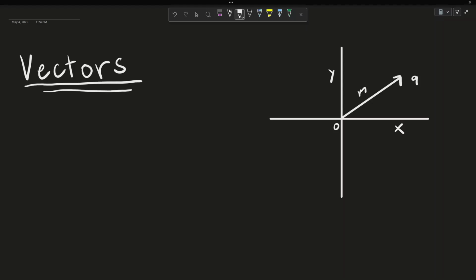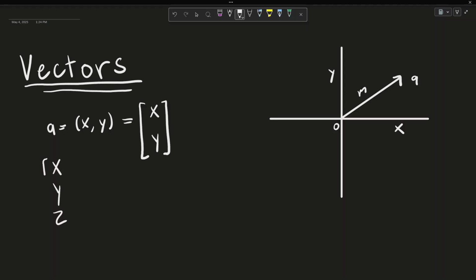So we can notate A as A equals (x, y). This is likely the notation you're going to see if you're just referring to coordinates in the Cartesian plane. However, with vectors, we are more likely to notate it in this sort of column-like way. So you'd see it as x, y like this, where you'd have the first entry on the top, the second entry below it, and so on. And in three dimensions, you'd have something like x, y, z.